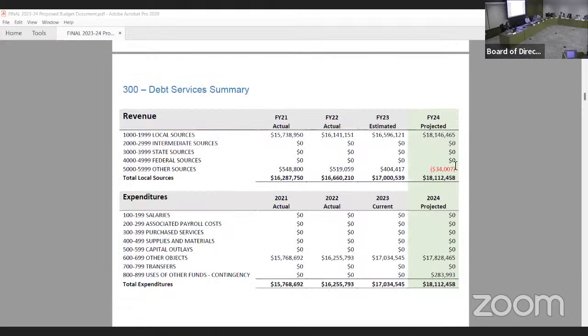The debt services summary is basically a repeat of what you saw before, with just a projection next year of what our revenue and expenses will be. The one thing is, we do need to build up a little bit of reserve in this fund. You can see that contingency on the bottom line of 800 to 899 of $283,000. Our payment is typically due for this fund in the middle of May, but we're still collecting taxes in June, July, and August to make the payment. So we need to make sure we have enough funds in the bank to make the payment. We'll do that over the course of a couple of years instead of trying to get it all in one year.